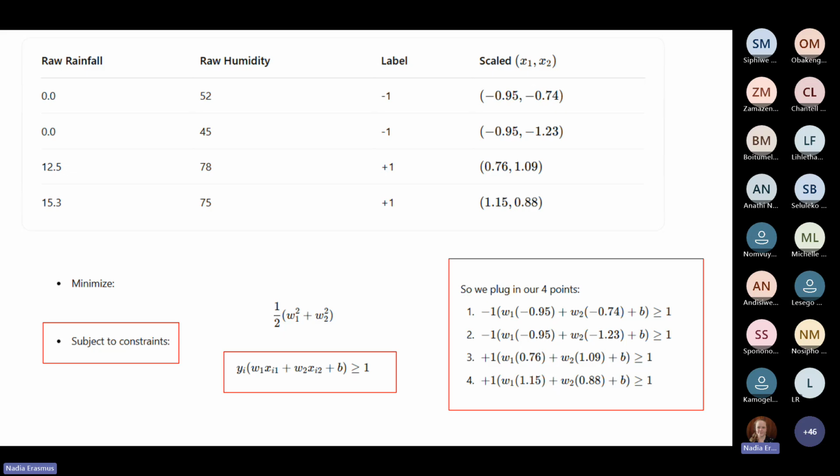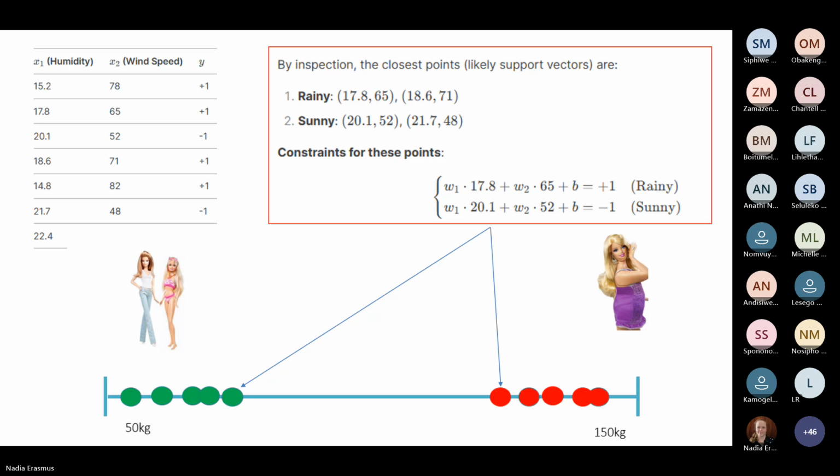And then we're going to look at how it's going to calculate out. Okay, so in this case, we are going to have weight 1 times your rainfall, which is x and y. So we have your x's plus weight 2 times the y, which is humidity. So we have x1 as humidity and x2 as wind speed.